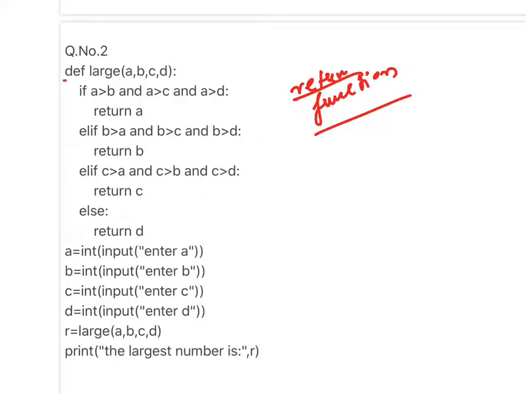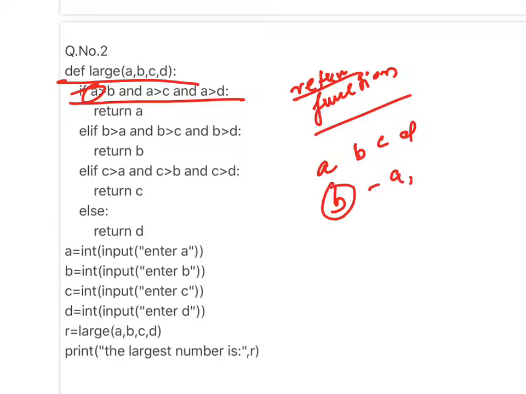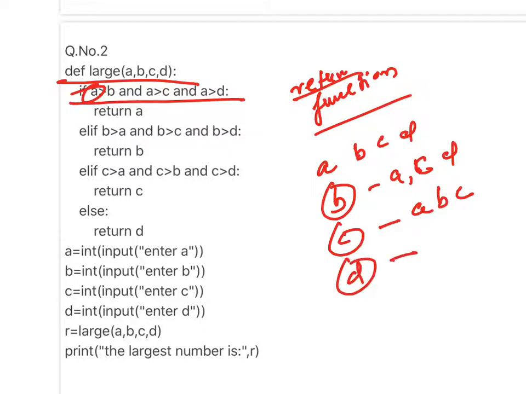You have defined one function, large ABCD. Now the concept is, if A is greater than B and A greater than C and A greater than D, return A. First you have to compare A with all. A should be compared with B, C, D. Then B should be compared with A, C, D. Then C should be compared with A, B, D.